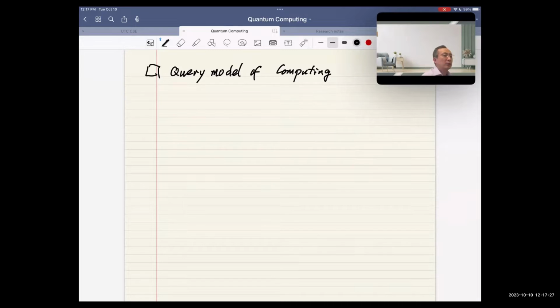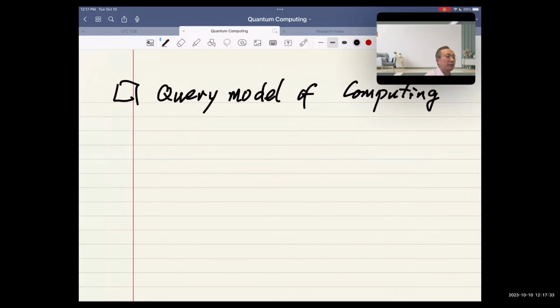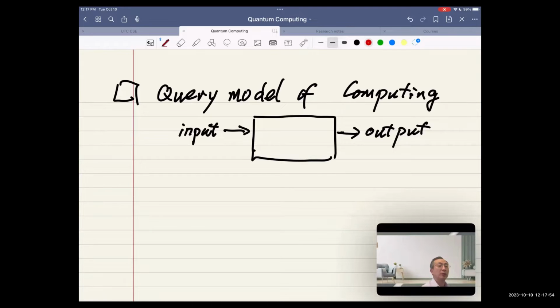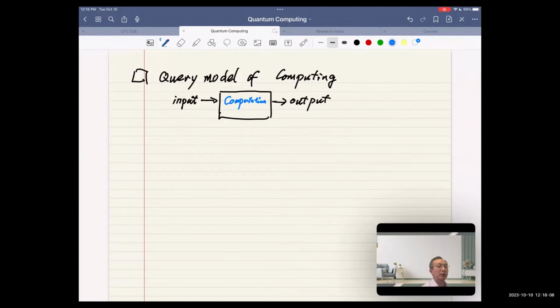First, classical computing is basically if we have an input and then we put it into some black box, and then we get the output. And we call that a computation. This is what we call the traditional or classical one.